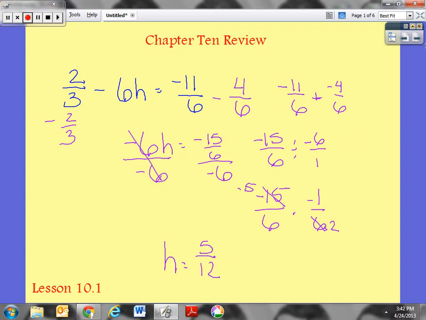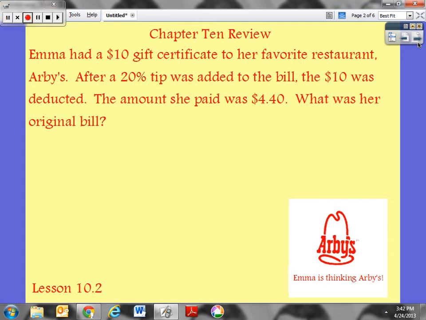Okay, let's take a look at another one from lesson 10.2. I'll give you a little story problem because we did struggle with these. The problem says Emma had a $10 gift certificate to her favorite restaurant, Arby's. Congratulations, Emma. After a 20% tip was added to the bill, the $10 was deducted. The amount she paid was $4.40. What was the original bill?